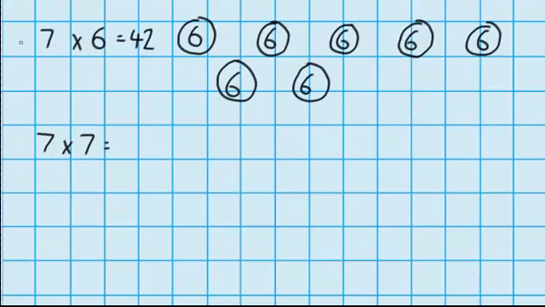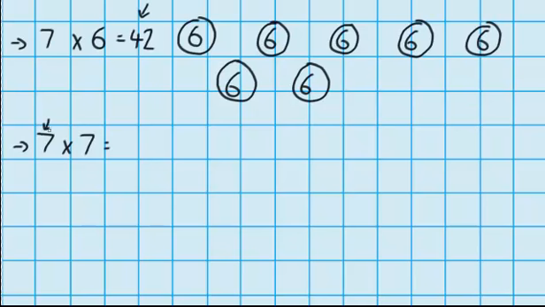Well, I'm going to start by using 7 times 6 to help me work out the answer to 7 times 7. You can see here I've got 7 groups, and inside all of those groups I've got 6 counters, and I know that 7 times 6 is 42. So what I want to do now is think about 7 times 7 and how it looks different from 7 times 6.